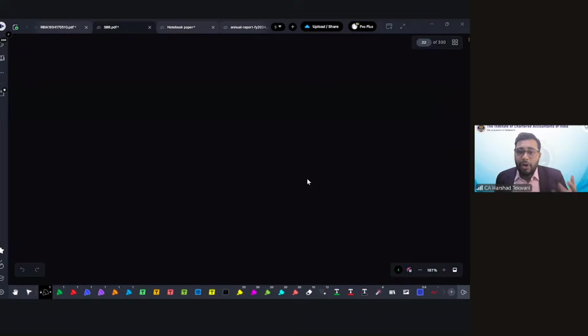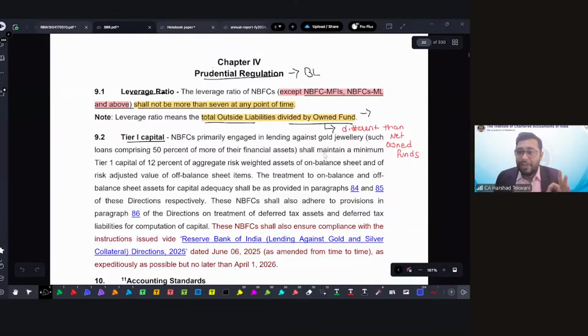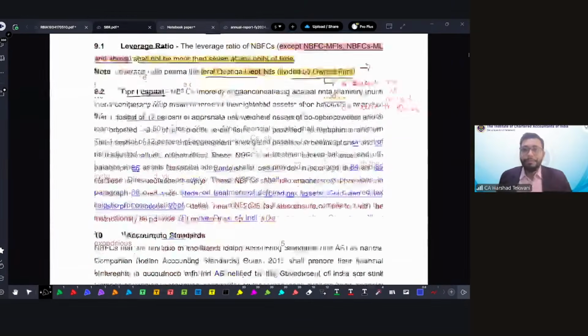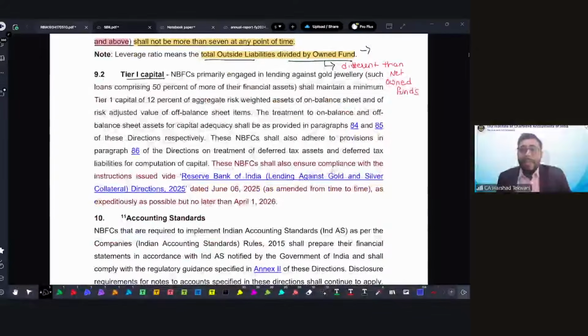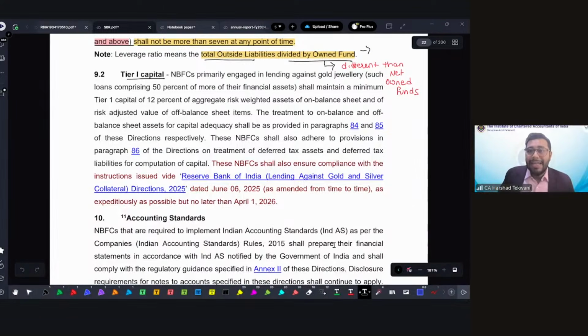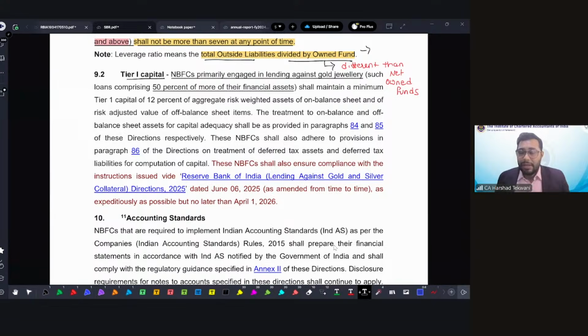So we are now talking about only own funds for the leverage ratio. Now coming to the Tier 1 capital requirement. What it says is that if an NBFC is involved in lending against gold jewelry, that means 50% or more of their financial assets is of that particular nature, loans against gold jewelry.